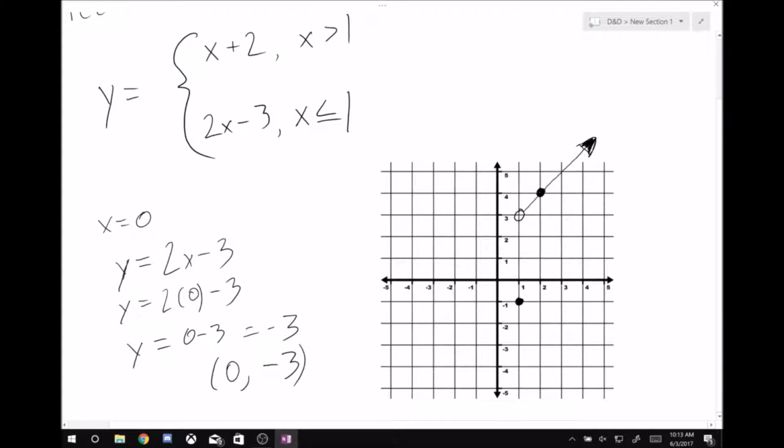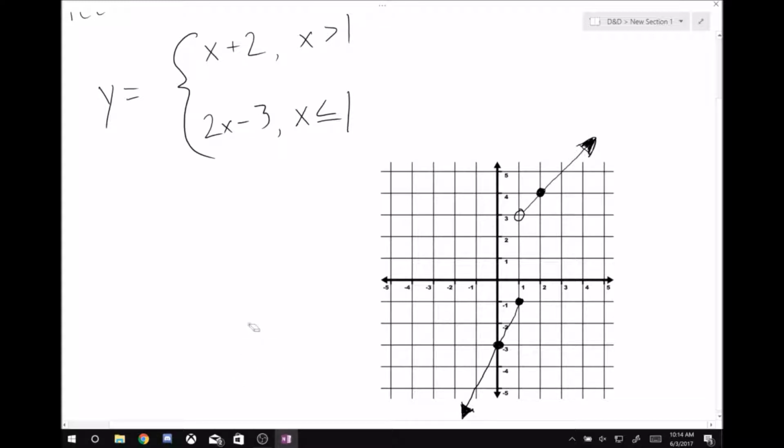Which means I'm going to plot this point again. It's 0, so it's on the y-axis, and we just go down to negative 3. And now I can draw my line down there. So in general, this is what this graph is going to look like. We have two pieces of a graph that come together and make one graph.